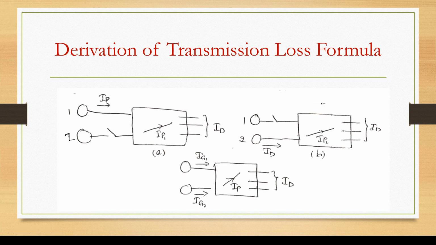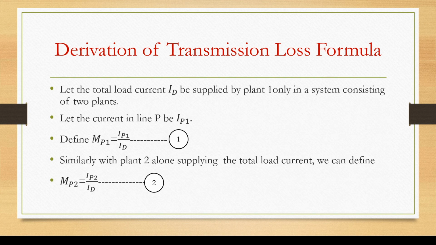So let us consider a total load current ID which is supplied by plant 1 only in a system consisting of two plants. Okay, we are having two plants here, 1 and 2. So we are assuming that there is a total load current ID which is supplied by plant 1 only. Now let the current in line P be IP1. We can define current distribution factor MP1 as IP1 by ID.